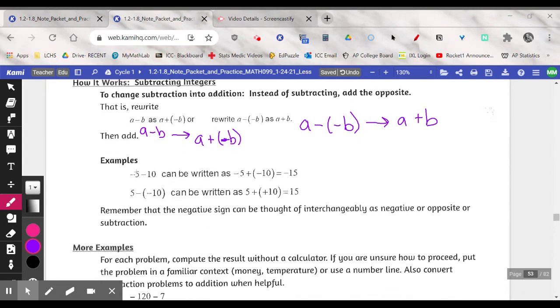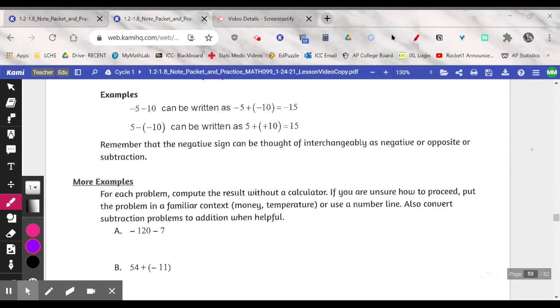So as an example, these are rewritten. They took negative 5 minus 10 and they rewrote it as negative 5 plus negative 10. And based on our rules from adding integers, we know that that will be negative 15. For the next one, they rewrote 5 minus negative 10 as 5 plus positive 10, which is 15. So remember that a negative sign can be thought of interchangeably as negative or the opposite or subtraction. So they can all be replaced or substituted with the other.